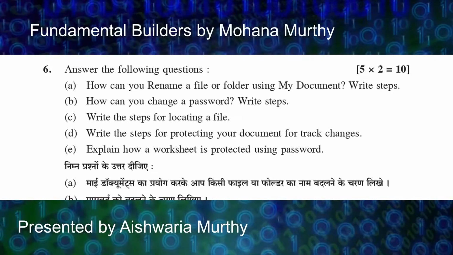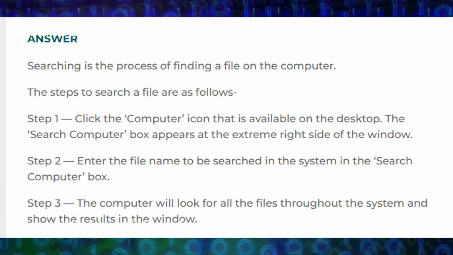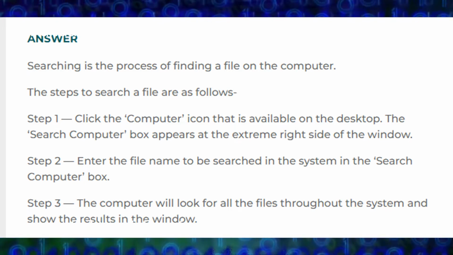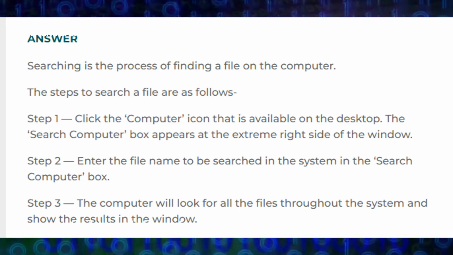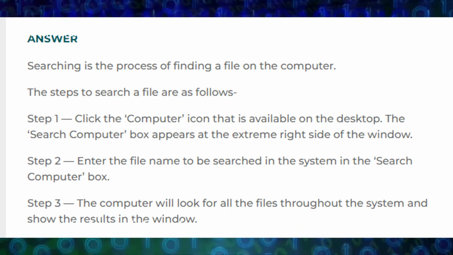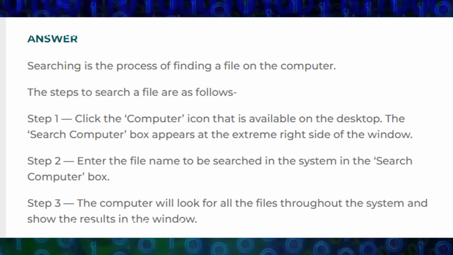Write the steps for locating a file. Searching is the process of finding a file on the computer. The steps to search a file are as follows. Step 1. Click the computer icon that is available on the desktop. The Search Computer box appears at the extreme right side of the window.